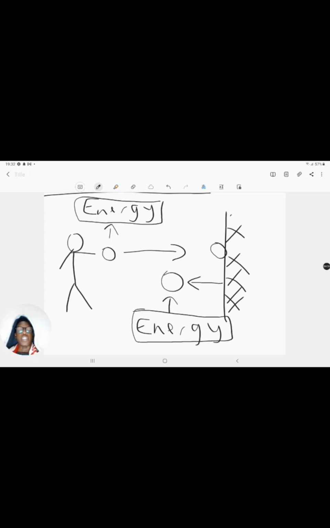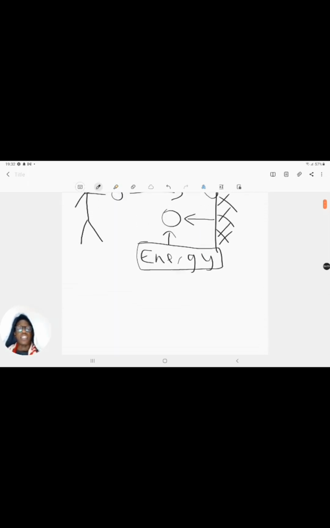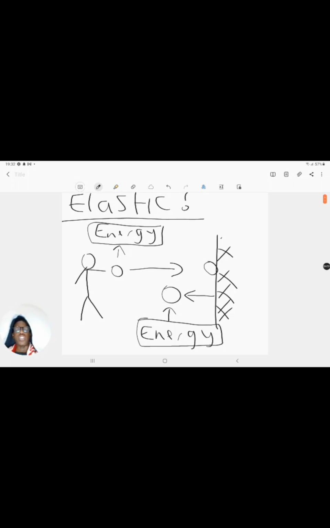Remember what a collision is. A collision is when two or more objects collide. It's when two or more objects strike each other. Before they strike each other, they have a certain amount of energy. After they strike each other, they have a certain amount of energy. If those two energies are the same, then we have what we call an elastic collision. But you might be asking yourself, okay, cool, I get that it's when both energies are the same, but what kind of energies are we dealing with here?